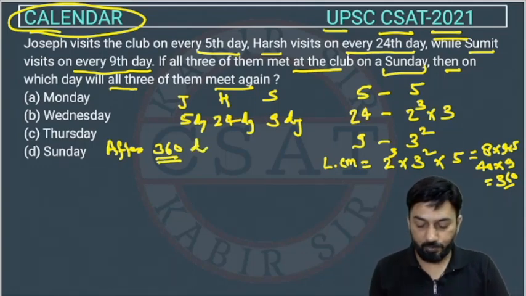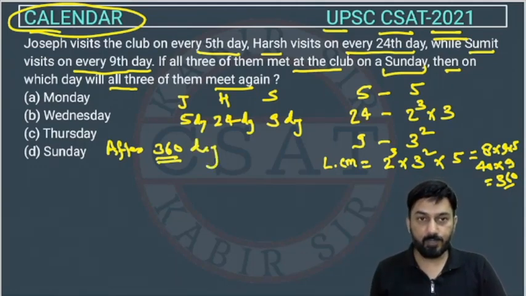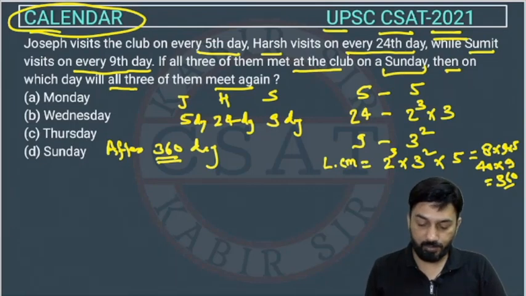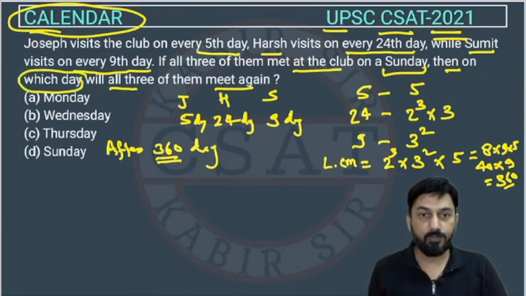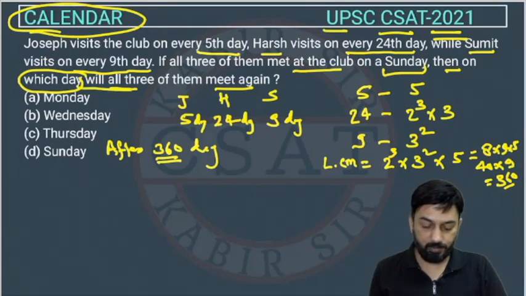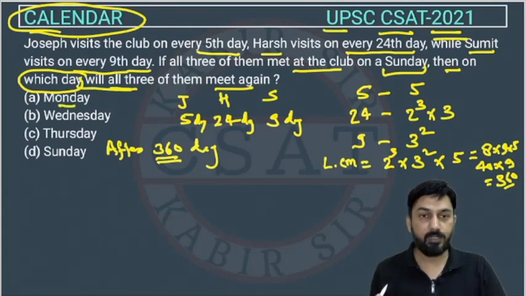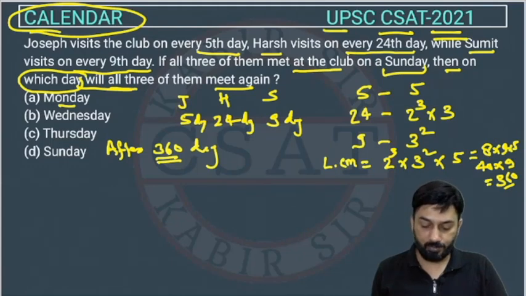Right. But the question is asking, then on which day? So we have to compute whether it will be Sunday, Monday, Tuesday, Wednesday, Thursday, or Sunday on that day. Right. So how will we do it? We know that they are meeting on Sunday.